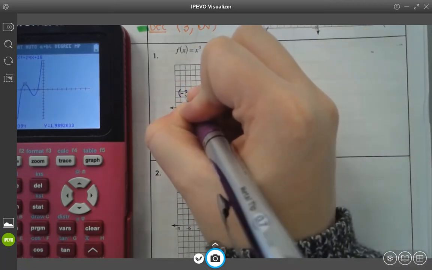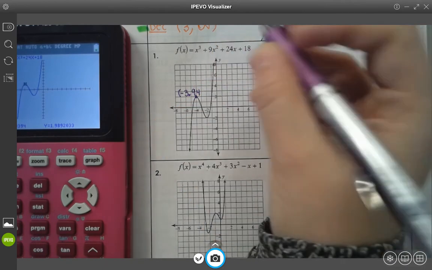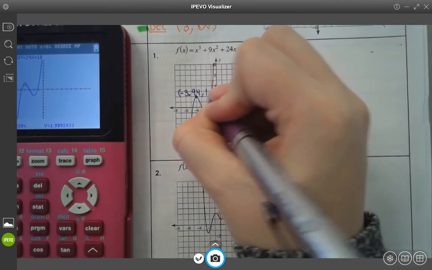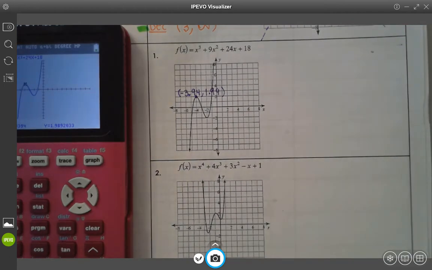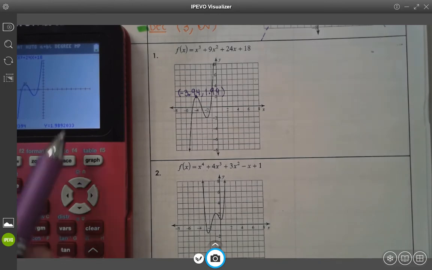Negative 3.94, 1.99. That would be rounding, if you're going to 2 decimal places. I'm a little lenient. If you put 2 there, that would be okay. But I'm trying to stay consistent with rounding to 2 decimal places. So at 2 decimal places, that would be 1.99.